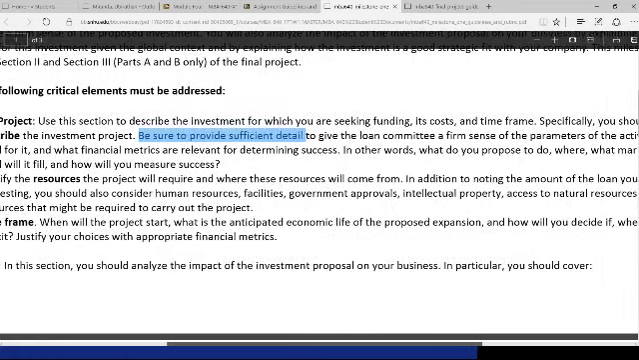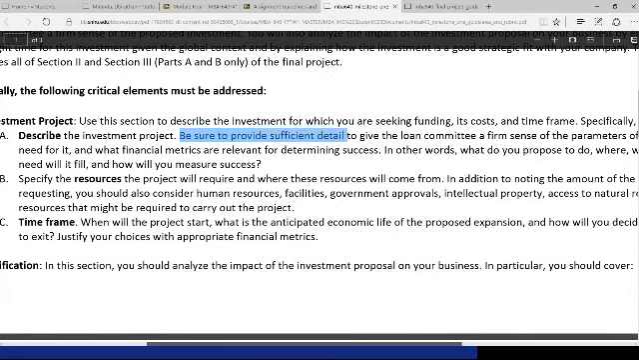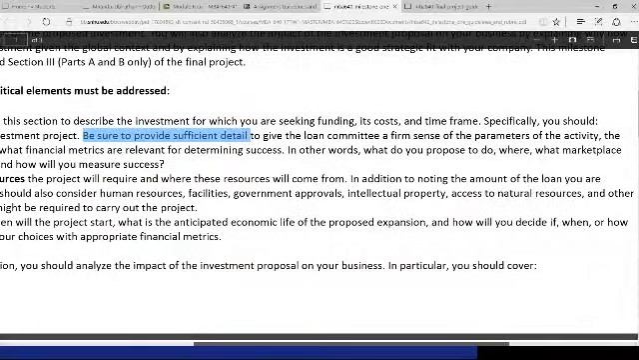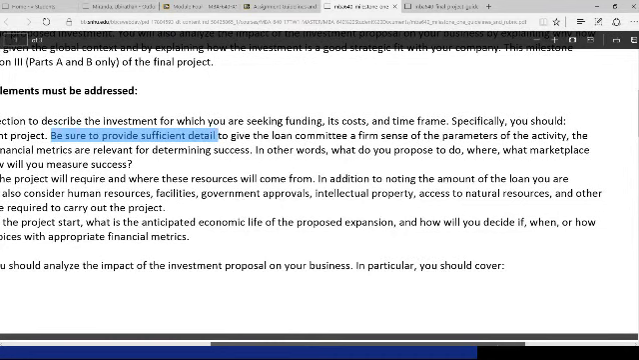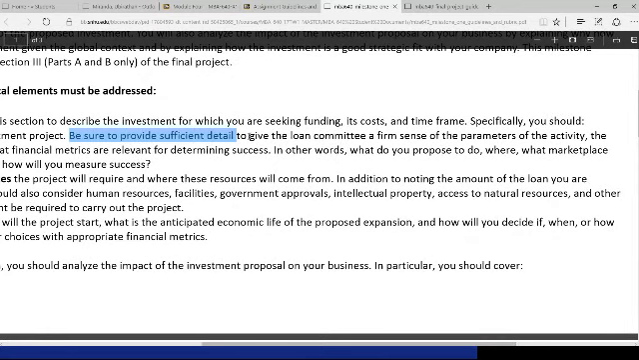And just a word to the wise: use APA citations and references. When you are giving figures that did not come from you, you need to cite those, because if you don't, all of the grammar and the APA section of the rubric goes away. You lose those. So provide sufficient detail to give the loan committee, right?